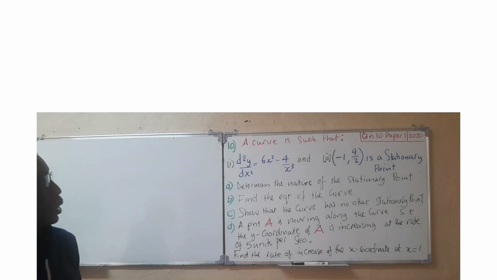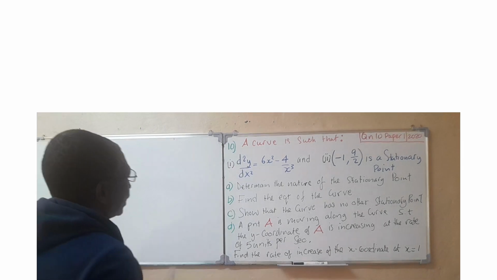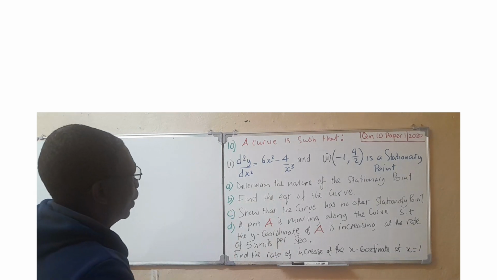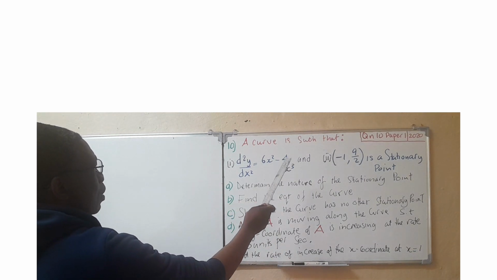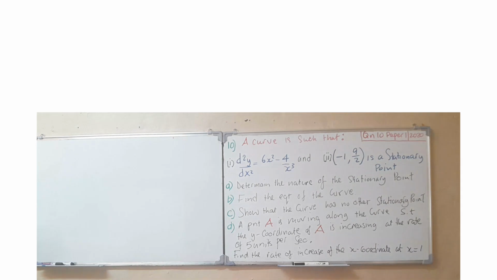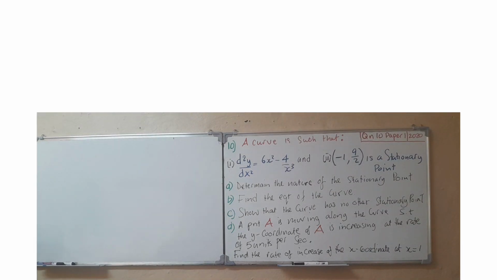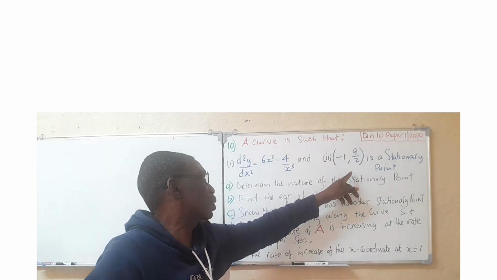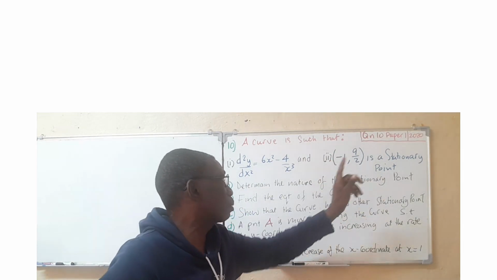Today's problem is problem number 10, taken from paper 1 of 2020, and the question reads as follows. A curve is such that d²y/dx² is equal to (6x² minus 4) divided by x³. The point (minus 1, 9/2) is a stationary point.